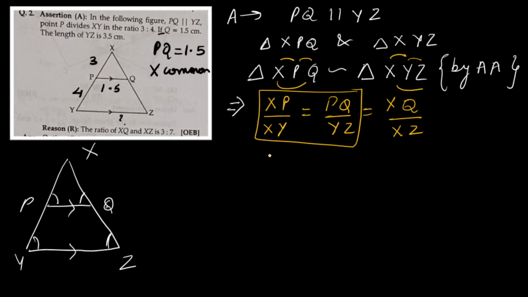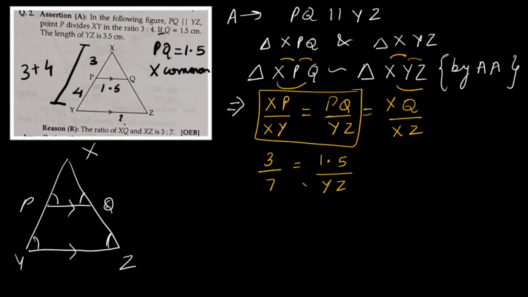So XP is given to us as 3. What will be the value of XY? Yes, XY is equal to 7. How are you getting 7? See, this full line is XY. So this is 3 plus 4. If you do that, you will get 7. Because here we have XY, so this is 7. PQ is given to us as 1.5 and YZ we have to find out.